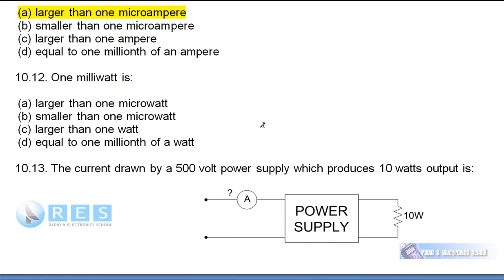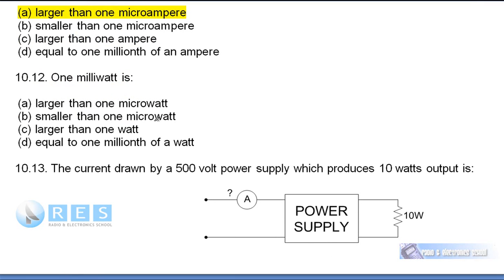Question 10.12. 1 milliwatt is larger than a microwatt. A milliwatt is larger than a microwatt. Milli is 1,000th, micro is 1,000,000th. So that is true. A milliwatt is larger than a microwatt.